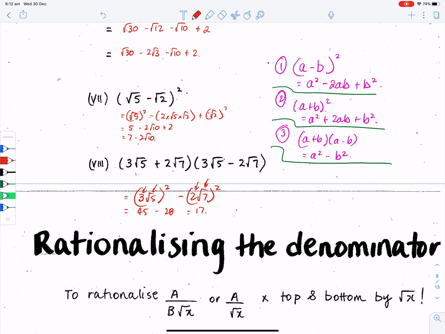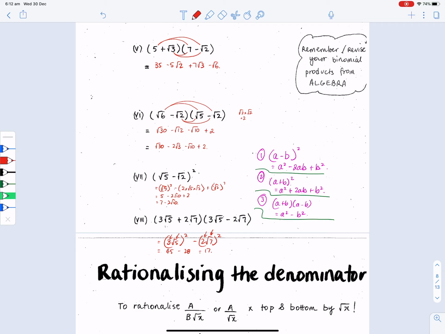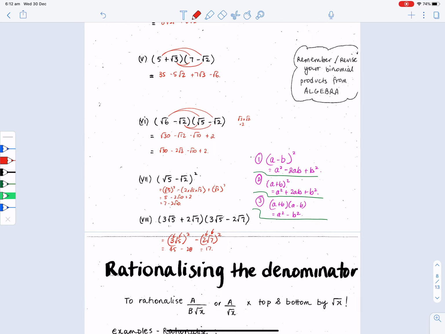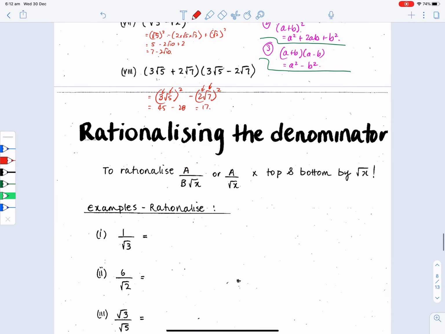All right, that concludes the expansion of brackets. So we've now talked about simplifying surds. We've talked about multiplying and dividing by surds. We've talked about addition and subtraction of surds. And we've talked about the expansion of brackets. So that concludes a majority of the surds topic. The only thing that's left over is rationalizing the denominator.